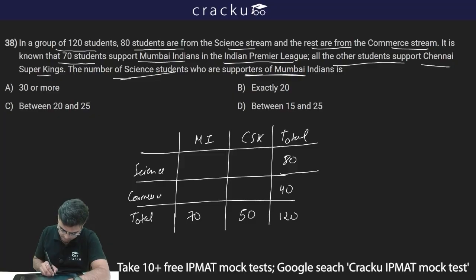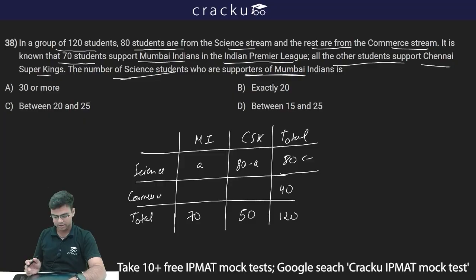Now if I assume the number of students who are supporting Mumbai Indians from the science stream is A, what will this value be? This value will become 80 minus A. If this is A, this value will definitely become 80 minus A, because the sum of total number of science students is 80. So if A are supporting Mumbai Indians, 80 minus A will support Chennai Super Kings.